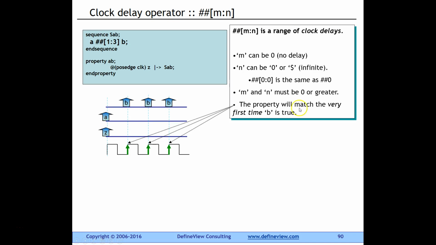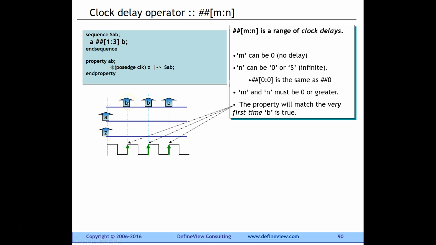Now in this example, we are saying that property AB at posedge of clock, Z being true, implies starting the same clock, SAB should hold. Now SAB, so here's your Z, and A comes at the same time, which is correct. Now B can come either 1 clock later, 2 clocks later, or 3 clocks later, as I just described.